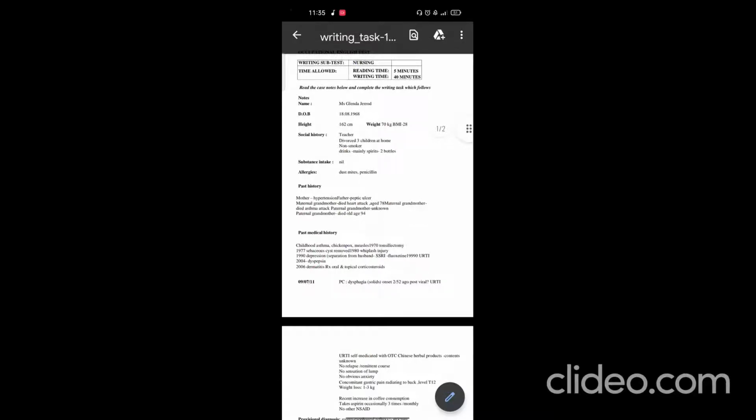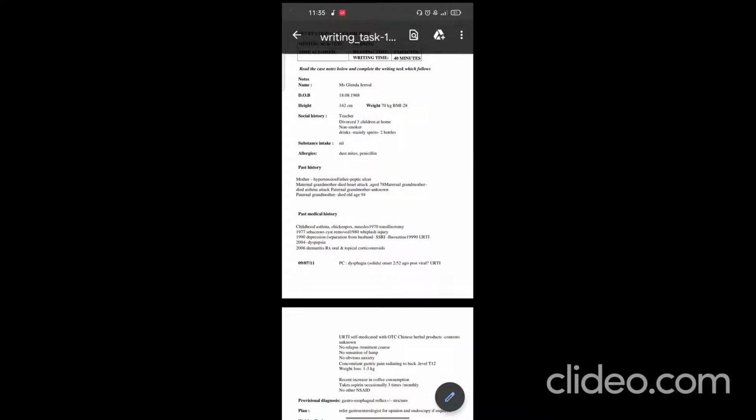Here the patient name is Miss Glenda Jerrod. Date of birth 18/8/1968. Height and weight they have given. BMI is 28. Social history: teacher, divorced, 3 children at home, non-smoker, drinks mainly spirits, 2 bottles, and substance intake nil. Allergies: dust mites, penicillin. Then you can see the writing task: using the information in the case note, write a letter of referral for further investigation and definitive diagnosis to the gastroenterologist Dr. Janet Bob at Princess Hospital, 121 Bland Street, Nottingham. So from here you can find out that it is a referral letter.